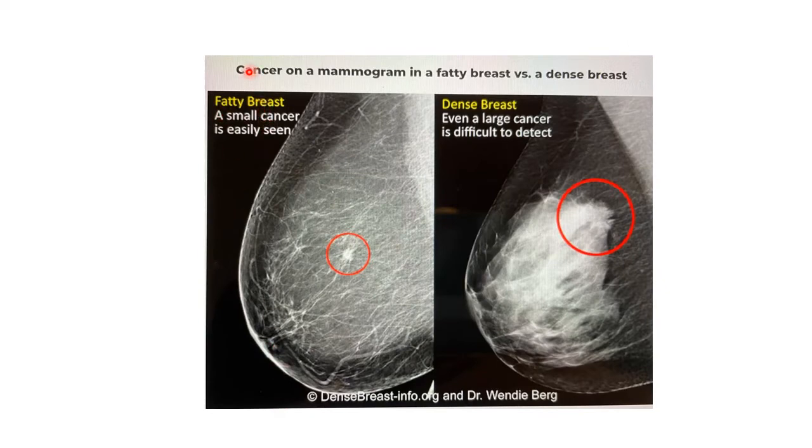Okay, now some notes on cancer on a mammogram in a fatty breast versus a dense breast. Okay, this is a fatty breast and this is a dense breast. Dense breast occurs in young women where there's more glandular tissue compared to older patients where there is more fat infiltration into the breast. The higher content of fat makes small lesions detectable on mammogram. Here you can see a small cancer which is easily seen in a fatty breast. In a dense breast, even a large cancer here is difficult to detect, difficult to differentiate from normal breast tissue.